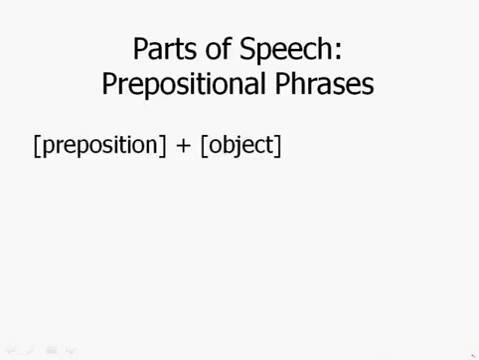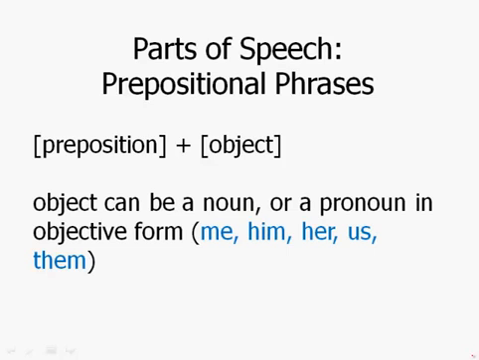The basic form is simply a preposition plus an object. The object can be a noun or a pronoun in objective form. Now, you may remember pronouns have subjective form when they can be the subject of a sentence, or they have objective form when they're a direct object, or when they're the object of a preposition. And these would be forms like me, him, her, us, and them.